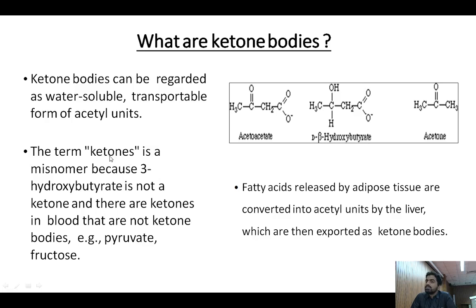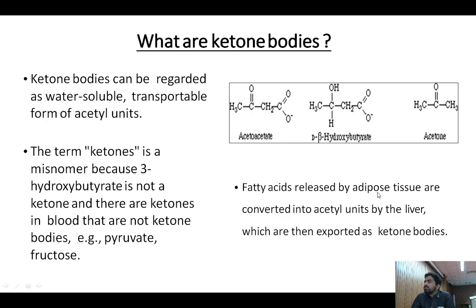In carbohydrates you would have read about aldehyde and ketone groups. But there are other ketones in the body which are not ketone bodies actually, like pyruvate and fructose. Basically, we call them ketone bodies when they come from acetyl coenzyme A through one particular pathway. These three molecules are formed one by one, so that's why they are called ketone bodies. We will see how they are formed, and from where.